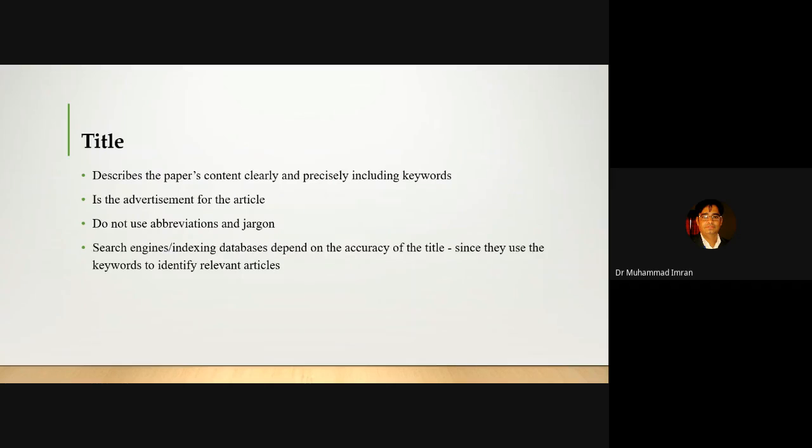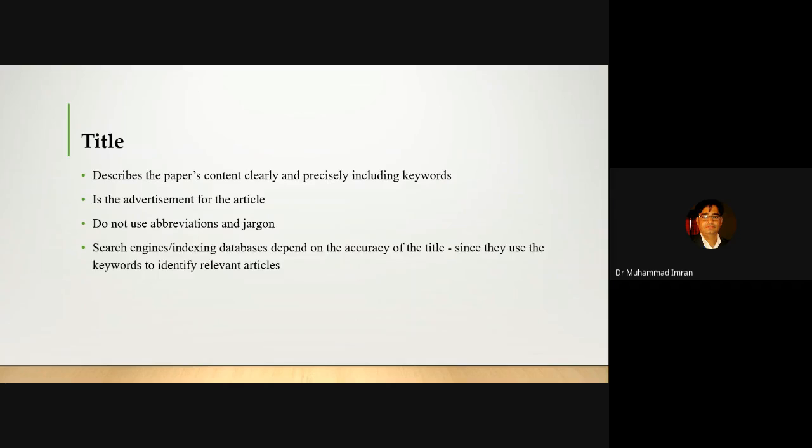What is title? Title describes the paper's content clearly, precisely, including keywords. It is the advertisement of the article, whole article. It explains the full content of the article. Do not use abbreviation and jargon word in the title.